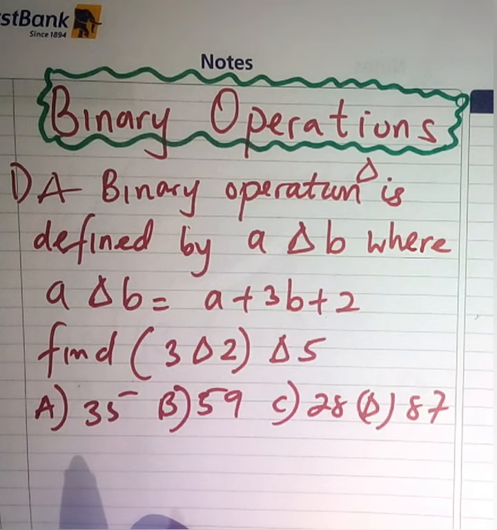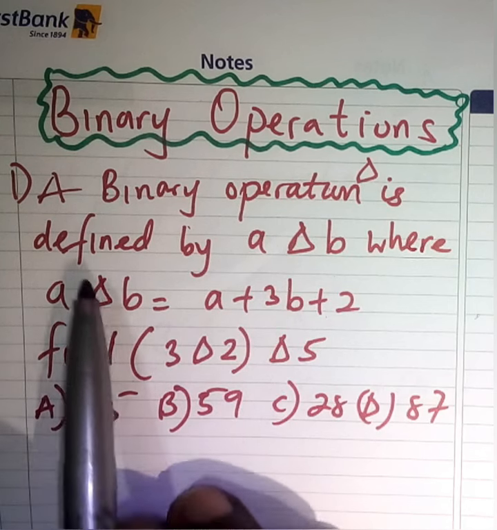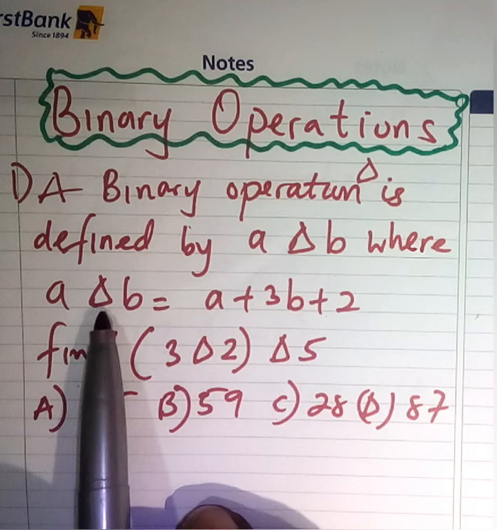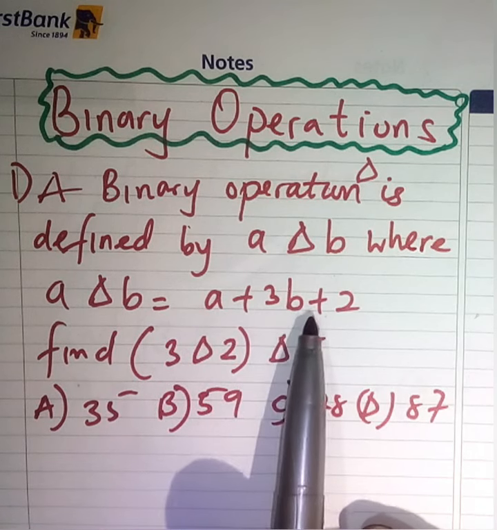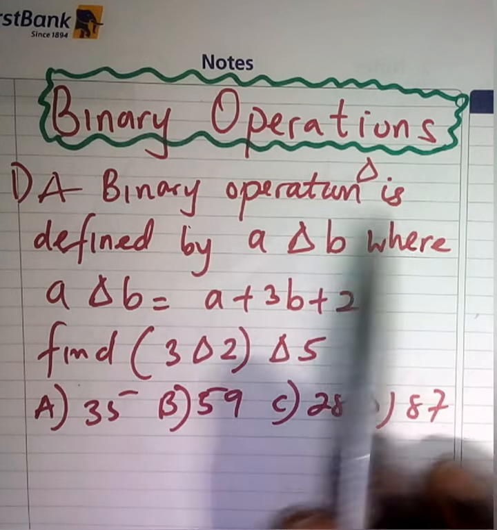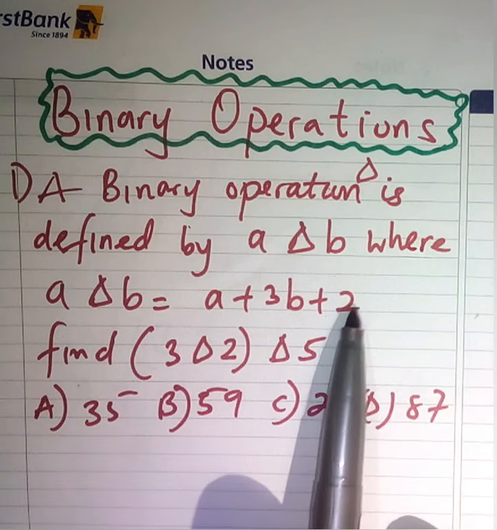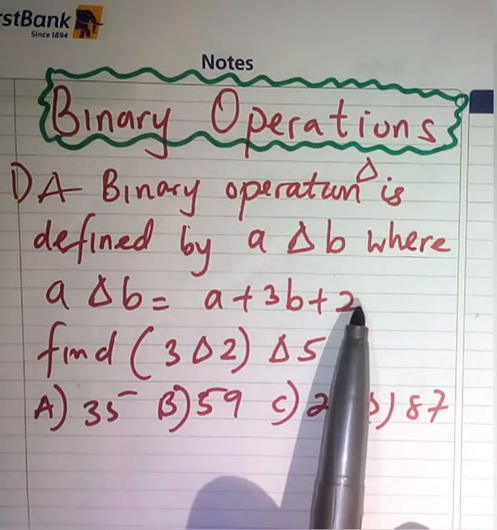This is from the JAMB past question. So we have A operator B. Now when you see this sign, it stands for operator. So A operator B is equal to A plus 3B plus 2. So a binary operation, this is the operator here, is defined by A operator B, where then they give you this formula. It means that whenever you see A and B like this, just replace it with this formula here.